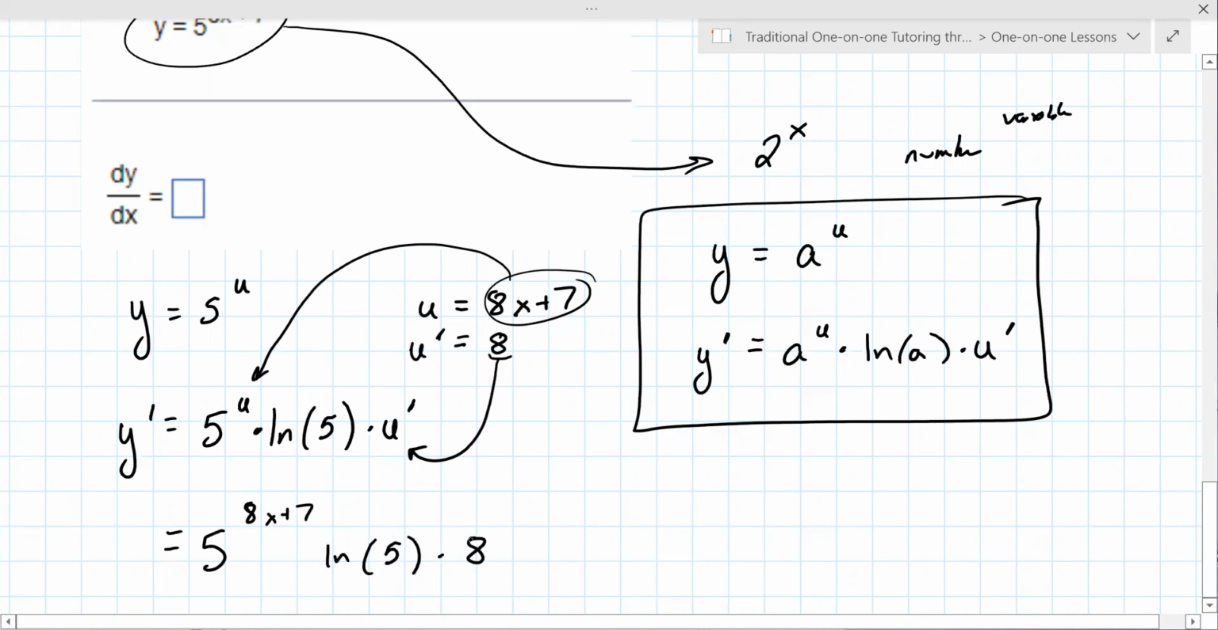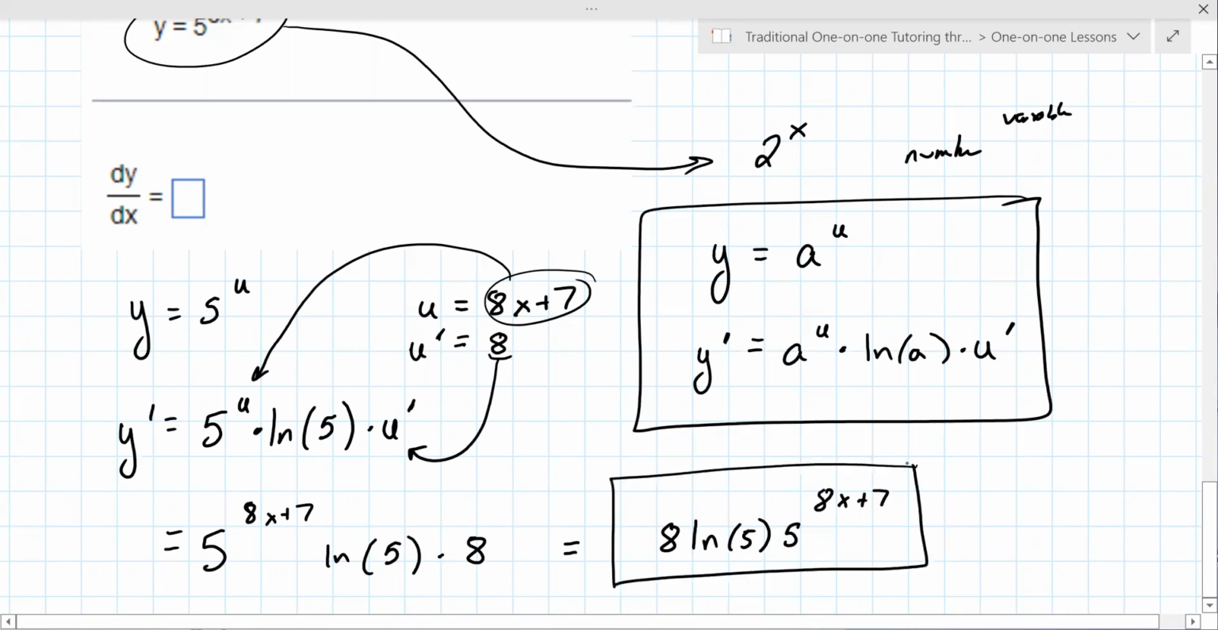And in terms of entering this, it's probably easier to enter it this way: 8 natural log of 5, 5 to the power of 8x plus 7. That might be slightly easier. I think you can just type in ln in your box there.